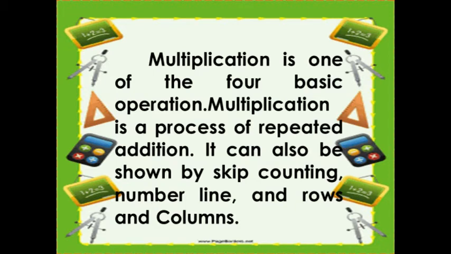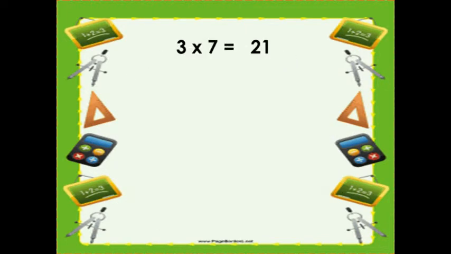Multiplication is one of the four basic operations. Multiplication is a process of repeated addition. It can also be shown by skip counting, number line, and rows and columns. So, just like addition and subtraction, we can write the number sentence or the multiplication sentence as this one or this one.